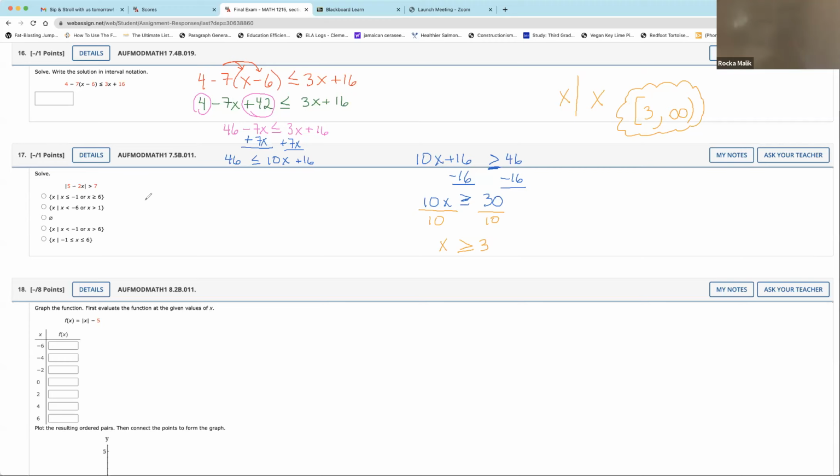Let's solve. I think when you do these, you have to do two. When you do the absolute values, the little weird lines, you have to solve for greater than 7, and also 5 minus 2x greater than negative 7.